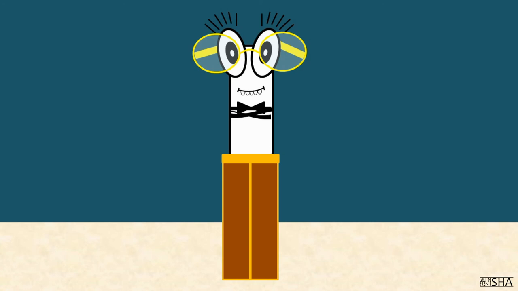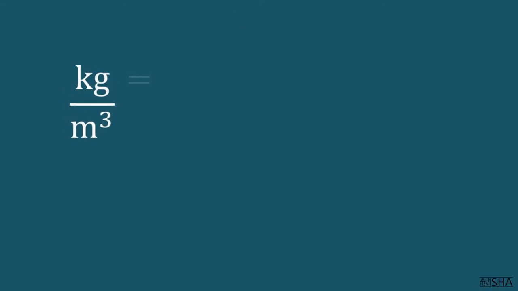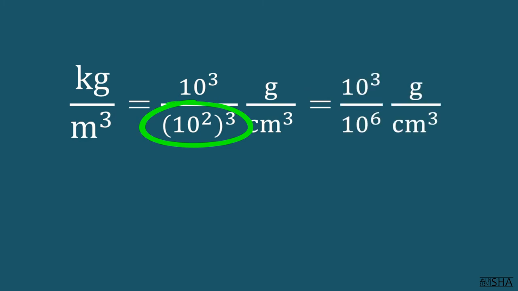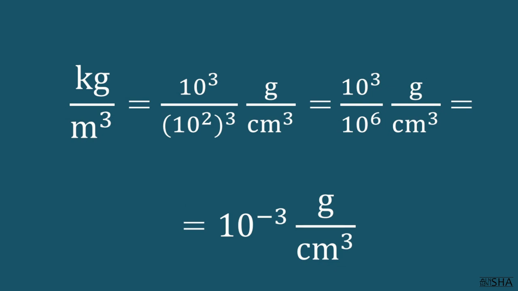This is not a magic, but simple mathematics. For everyone who is so curious, we'll show how we got 10 to the negative third power. In the numerator of the fraction, kilograms must be converted to grams, which means multiplying by 10 to the third power. And in the denominator, cubic meters must be converted to cubic centimeters. That is 10 to the second power also raised to the third power. We get 10 to the third power over 10 to the sixth power. And it is 10 to the negative third power.